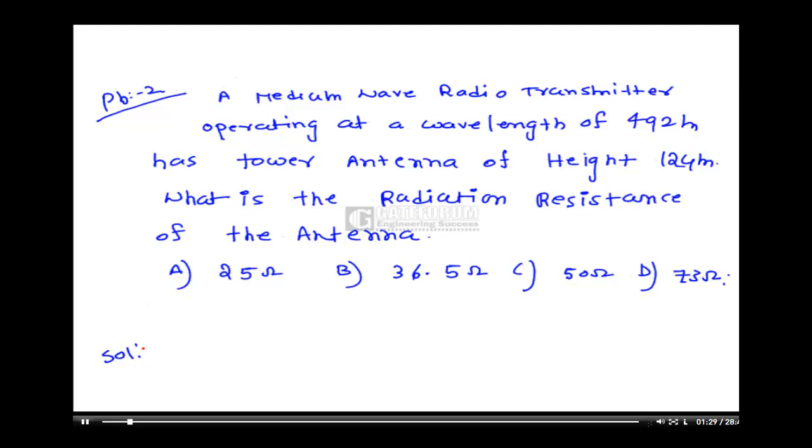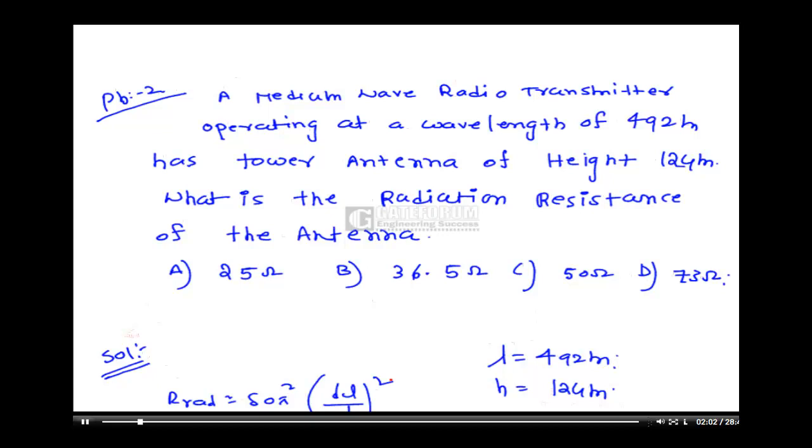The solution to this problem is, here lambda is given as 492 meters, and the height is given as 124 meters. What is the radiation resistance? Radiation resistance is equal to 80 pi squared into (dl by lambda) whole squared. Your height is nothing but dl.